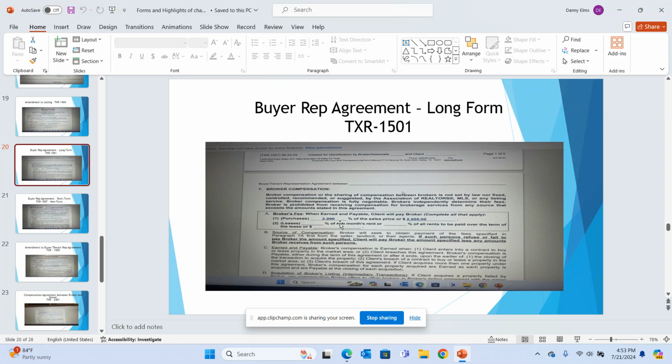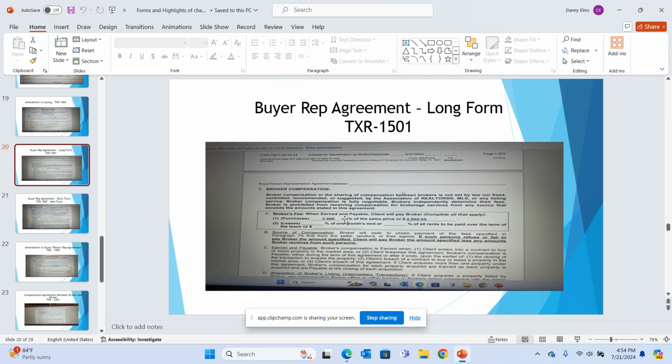There's the purchases, there's the leases. So look at this source of compensation. If such persons refuse or fail to pay the broker the amount specified, who are these people? Well, we're going to seek payment from the seller and their agents. So if the seller or their agents refuse to pay this 2% that our buyer signed, the client, which is a buyer, will pay United, the broker, the amount specified, less any amounts broker receives from such persons. So you need to explain to them that you're going to do the best job you can to negotiate for them, but they, the buyer, will be responsible for any of the 2% commission that is not paid by the seller.